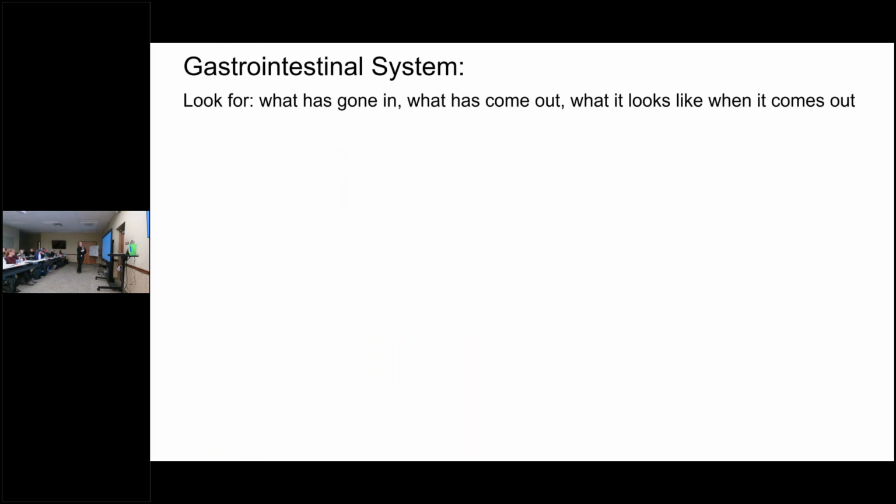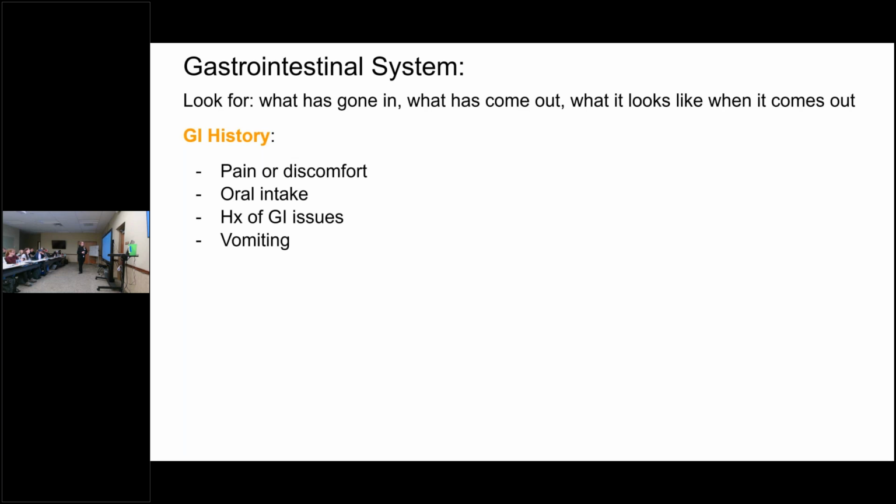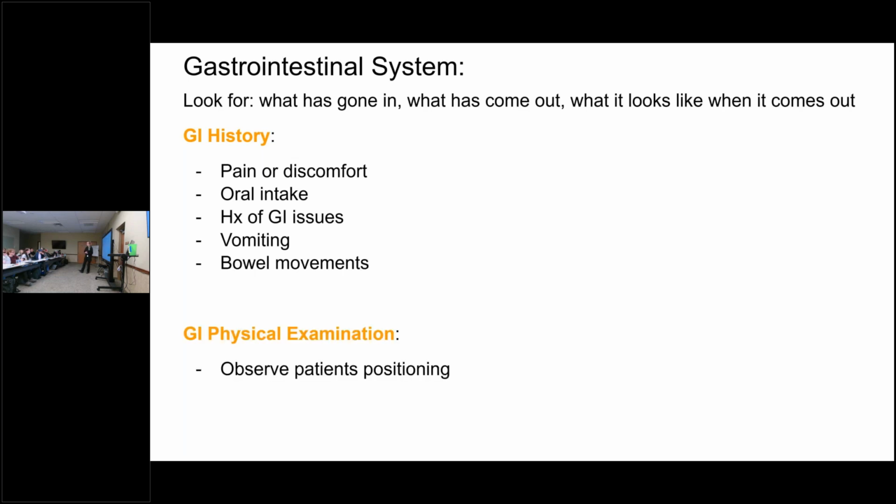Okay, gastrointestinal system. We're going to look for what's gone in and what's come out, and then what it looks like when it comes out too. For GI history, we want to ask, are you having any pain or discomfort? What is distension? Does anybody know? Distension, it's like bloated out, right? We want to ask about their oral intake. Do they have a history of GI issues? Is there vomiting, bowel movements? And what do those things look like?